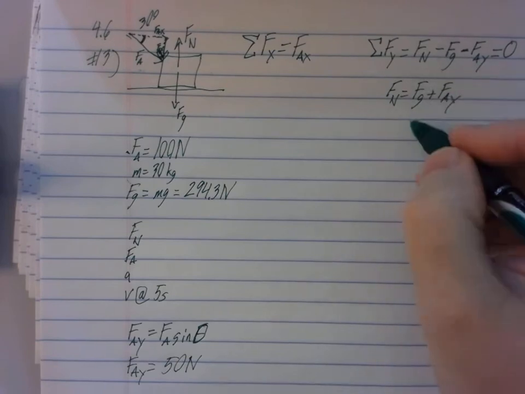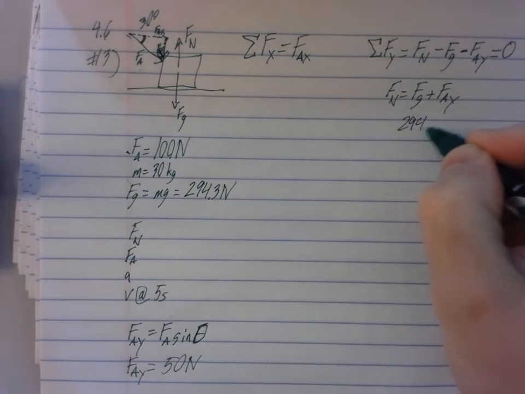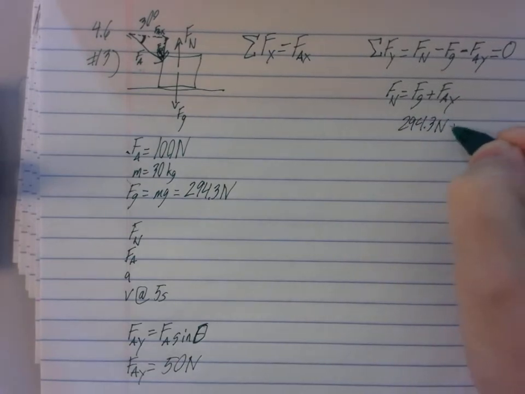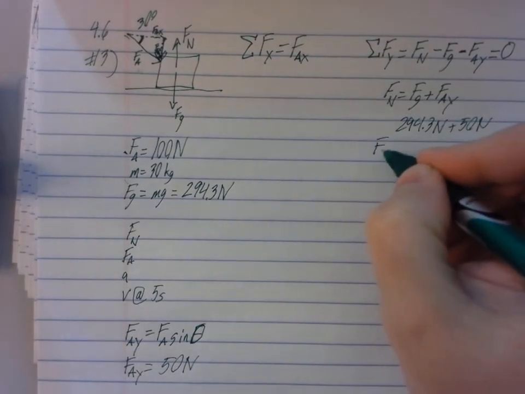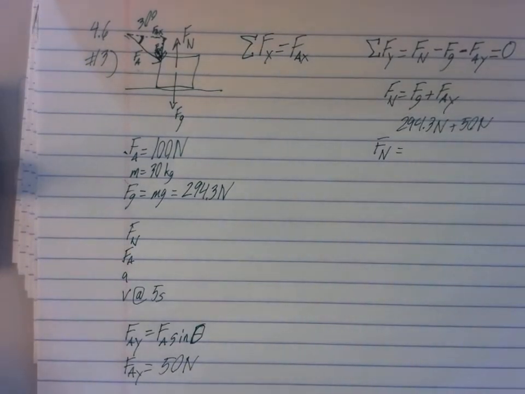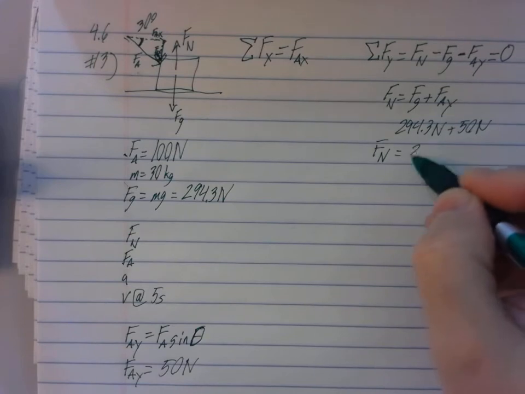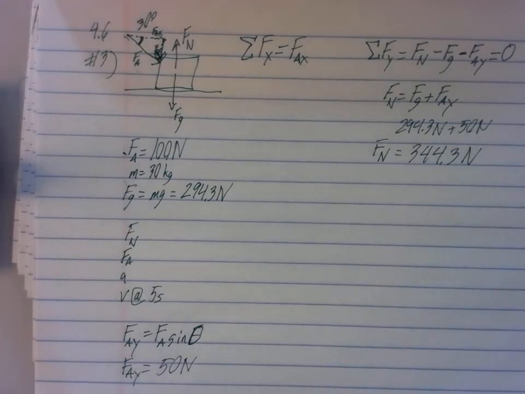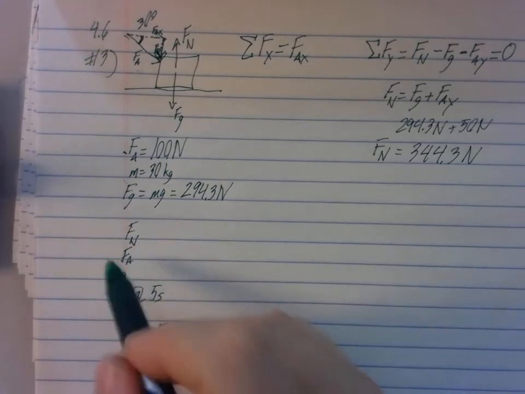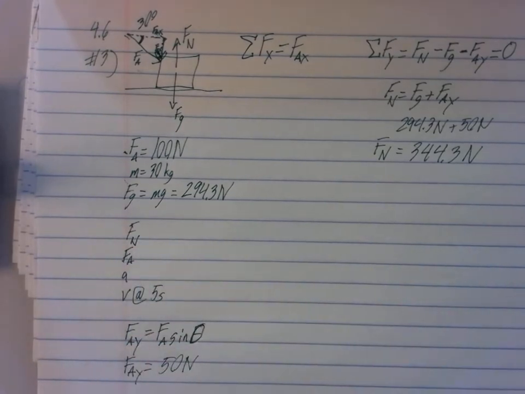Okay, so Fn equals Fg, 294.3 newtons, plus 50 newtons. And so our normal force here is 344.3 newtons.